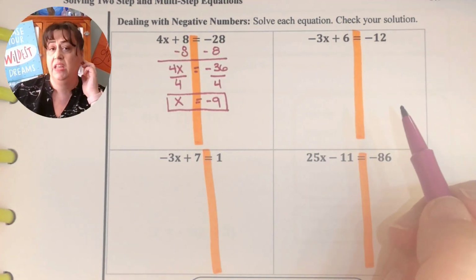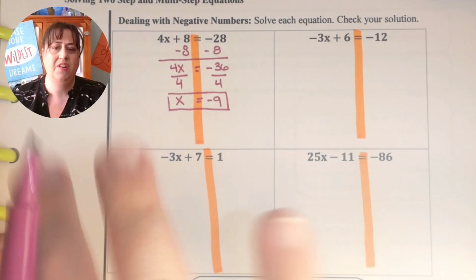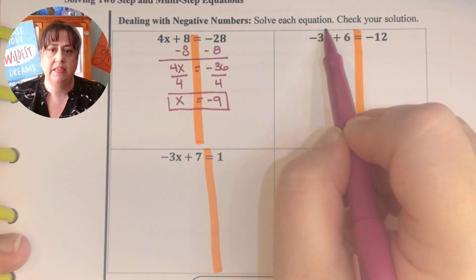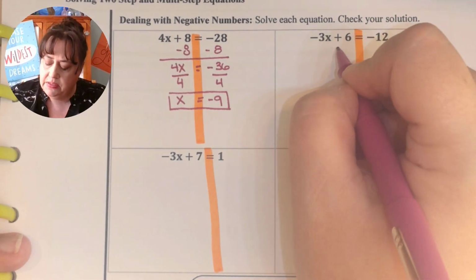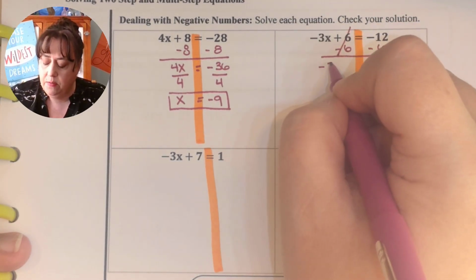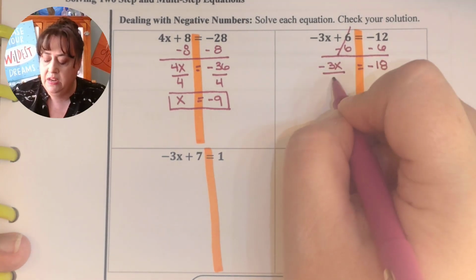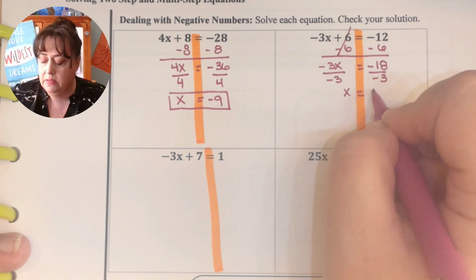I'm going to leave checking the solution up to you guys. This one right here, you notice I put on all the rows right now. We know we have to move the 6 instead of the 3x. So the opposite of a positive 6 is a negative 6. So now we have a negative 3x and a negative 18. So now we need to divide by a negative 3. So x is a positive 6.